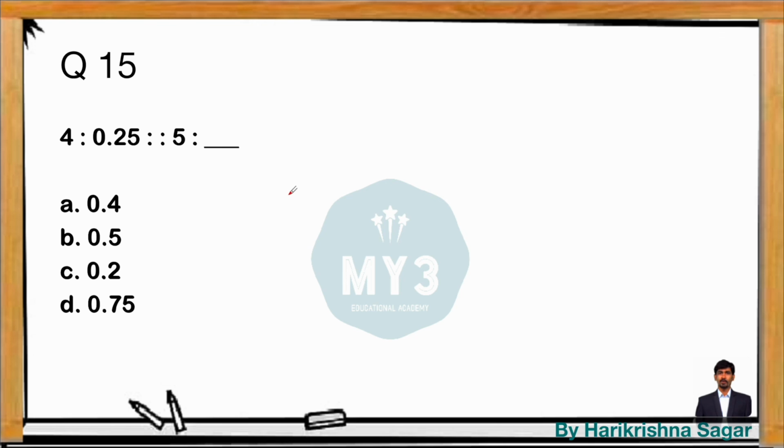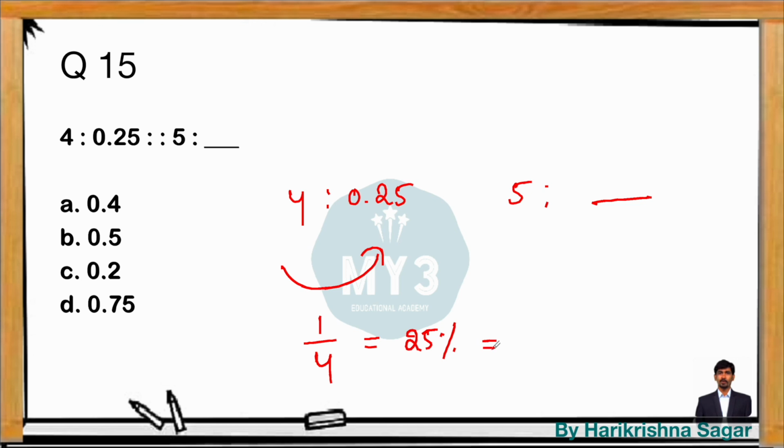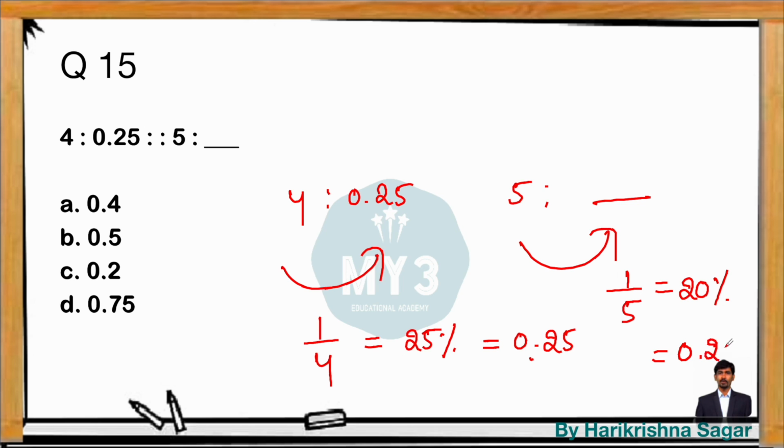Last one. 4 is 0.25. Then 5 will be what? 4 is 0.25. What is the reason? If you flip it, it is 1 by 4. 1 by 4 is 25%. 25% we can write as 0.25. In a similar way, for 5, if you flip it, it is 1 by 5. 1 by 5 is 20%. 20% is nothing but 0.20. Mark it as option C.